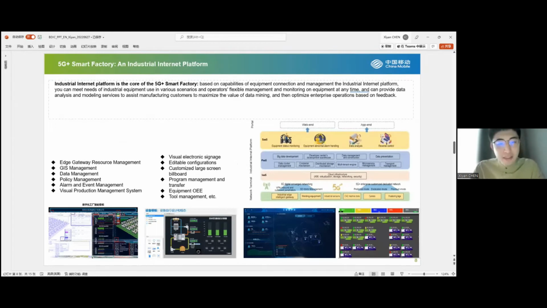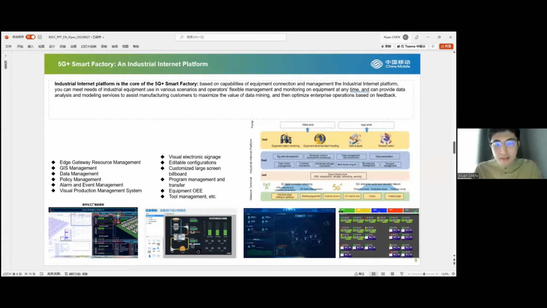So after we have the 5G network, we will need a platform for the industrial internet. The industrial internet platform is the core for 5G smart factories and other industry business. Based on the capabilities of equipment interconnection and management, the industrial internet platform can meet industrial requirements in various scenarios and operate flexible management and monitoring of equipment in real time, at any time, and can provide data analysis and modeling services to assist manufacturing customers to maximize the value of data mining. And then it can optimize the enterprise operations based on the feedback of the data.